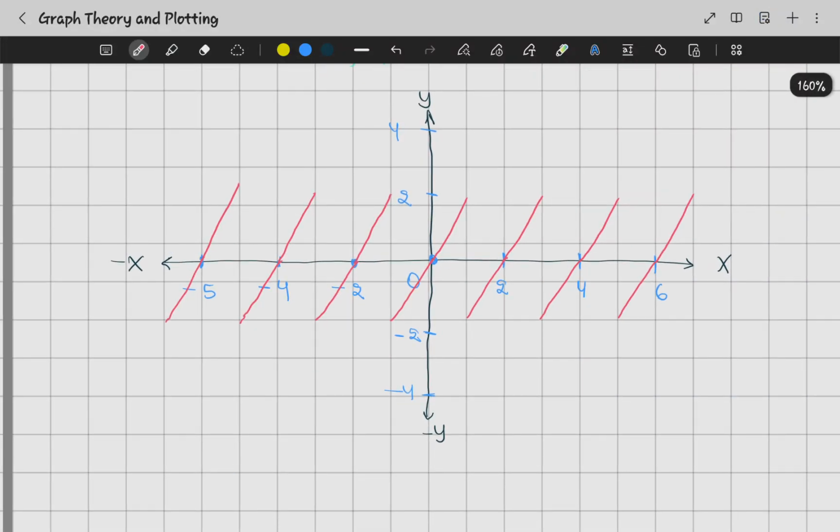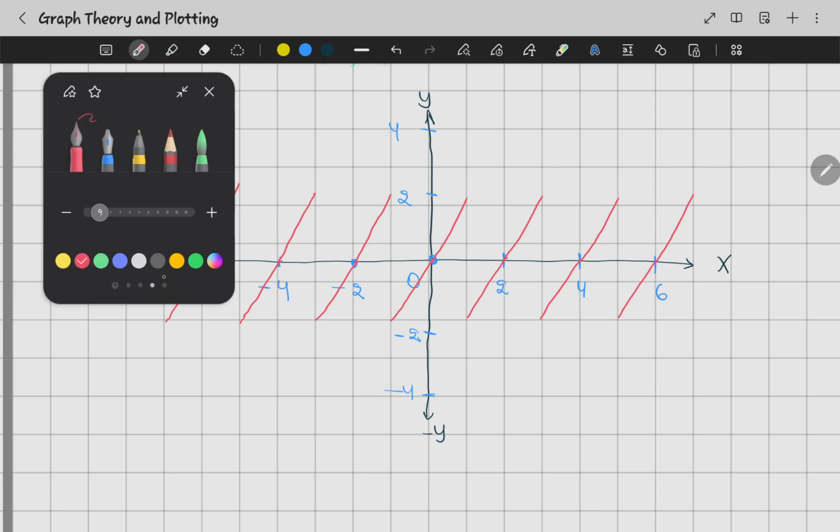Okay, so we got a question. Find the period. Just to, this is what you need. We need to find the period here. Now there are a few questions you may ask yourself.